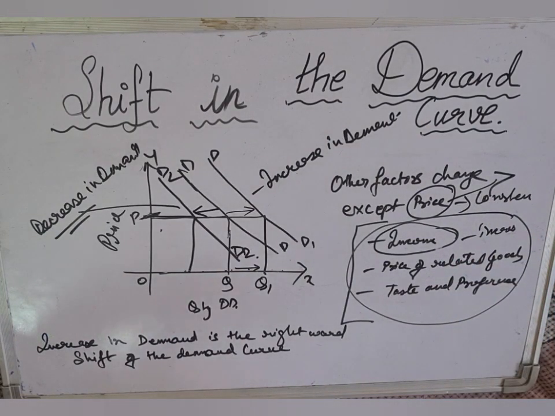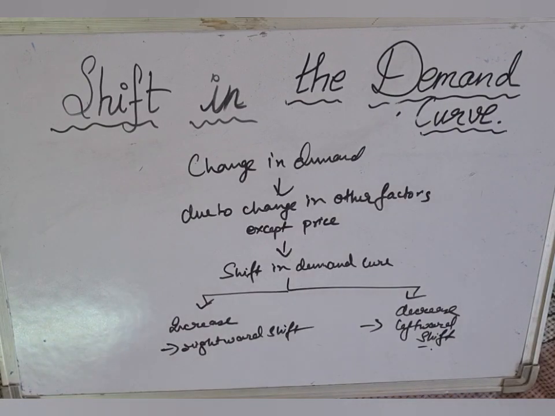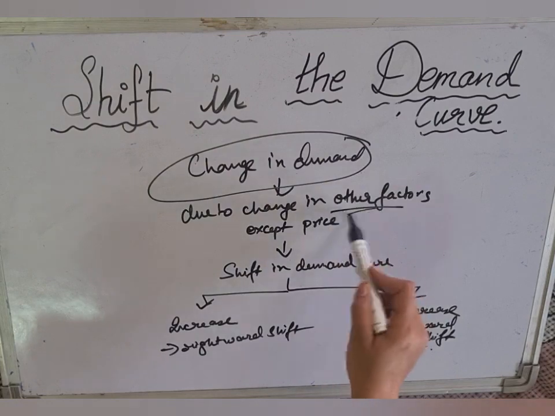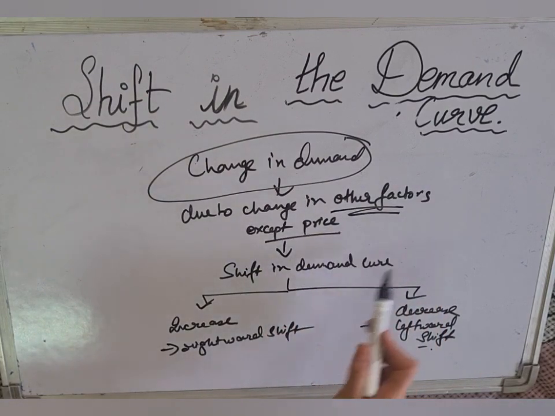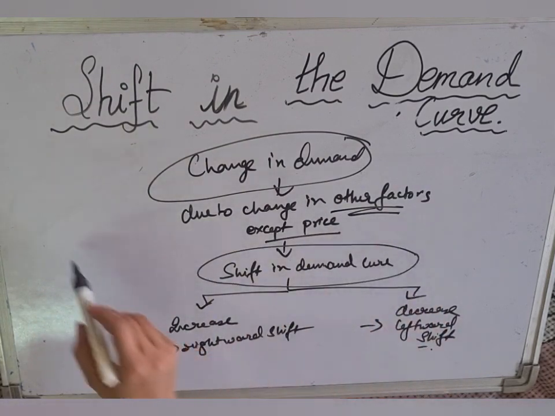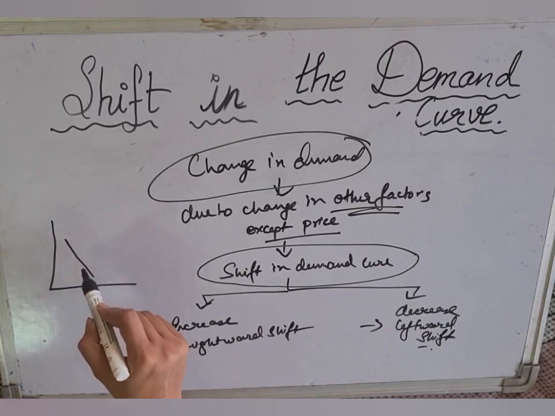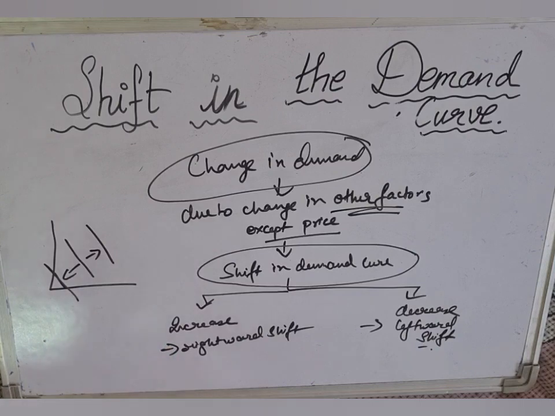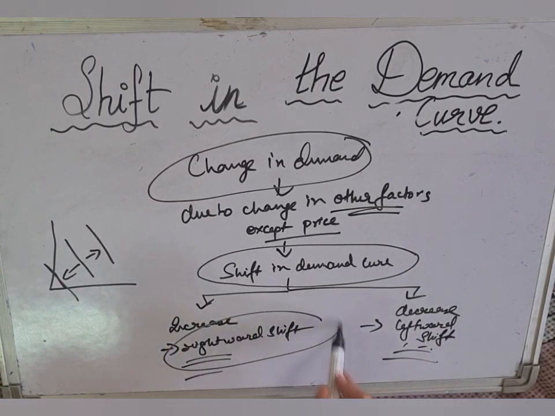Is it clear, students? Shift in the demand curve is the change in demand due to change in other factors except the price, which leads to shift in the demand curve. The demand curve can shift to the right or can shift to the left. There is an increase and decrease in demand, that is a rightward shift and a leftward shift. I hope this is clear.